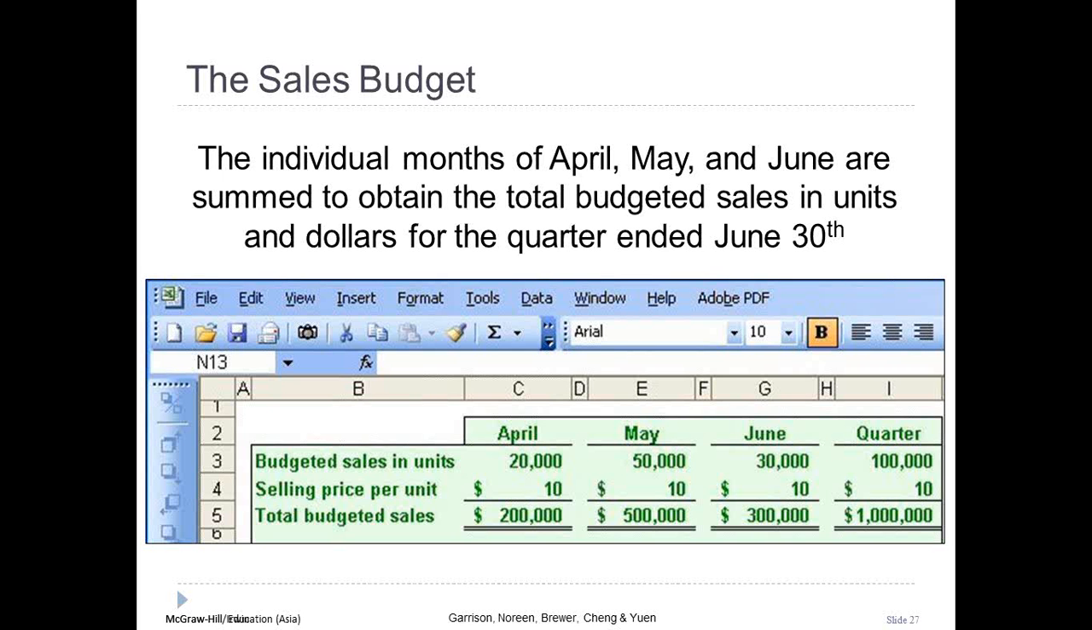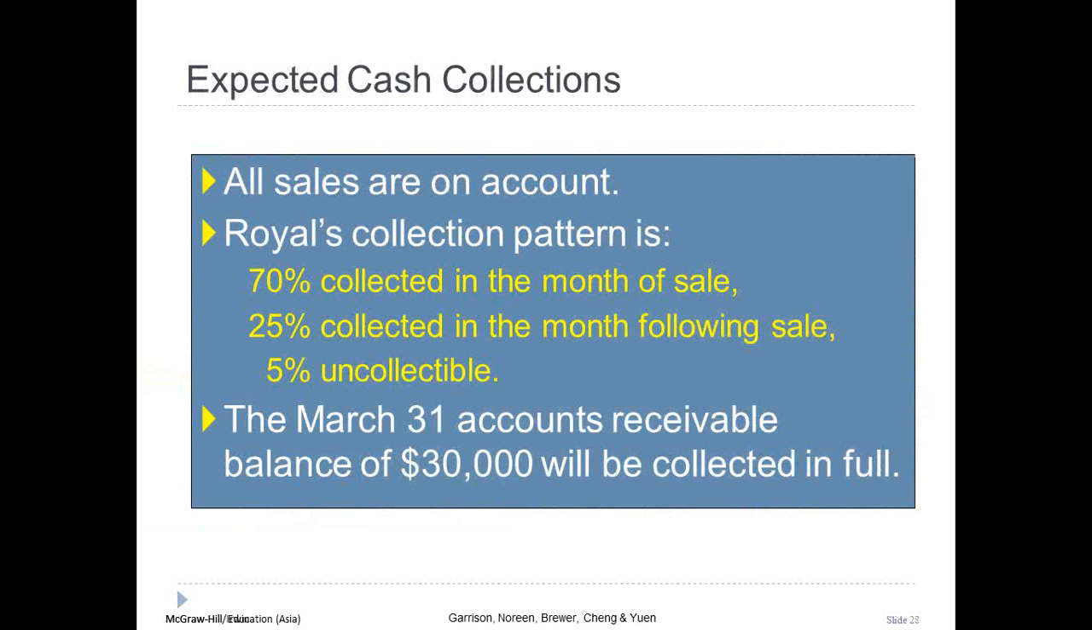Once we complete the sales budget, we can move on to the expected cash collections from sales. All sales at Royal are made on account. The company collects 70% of the sales revenue in the month of sale, 25% in the following month, and estimates that 5% of all credit sales will prove uncollectible. At the start of the quarter, Royal had $30,000 in accounts receivable that were deemed to be fully collectible.